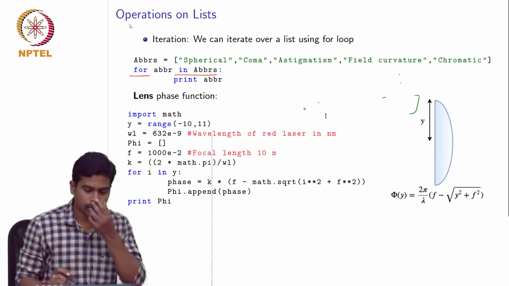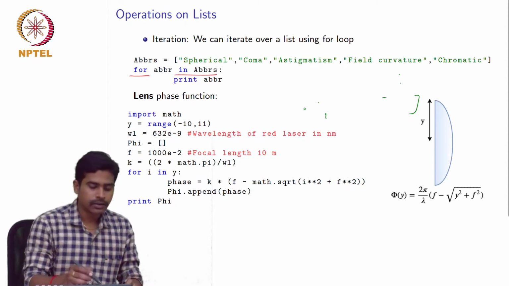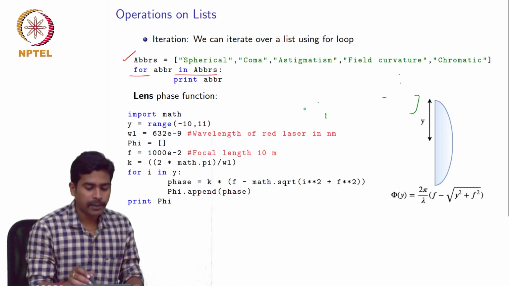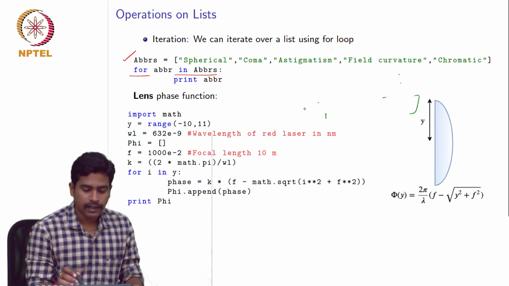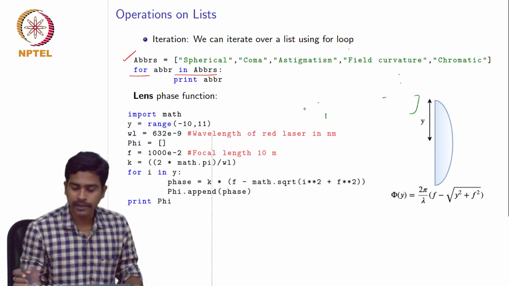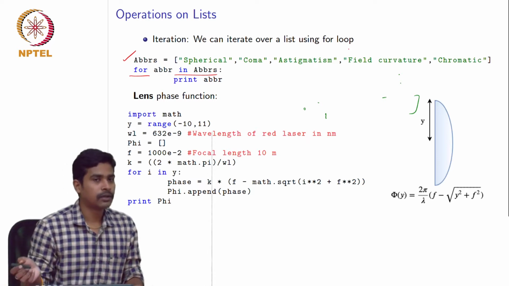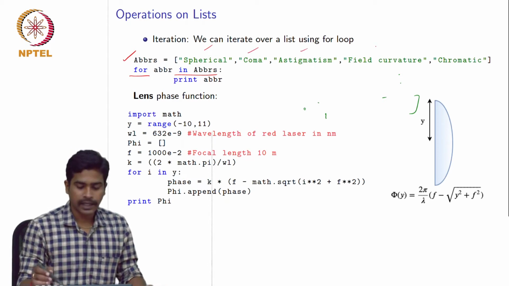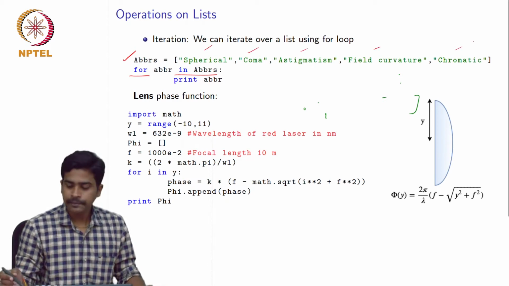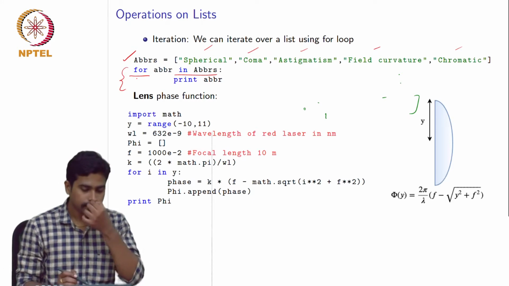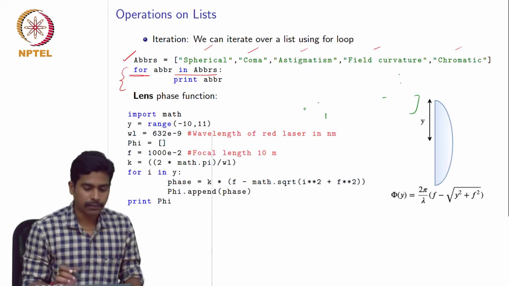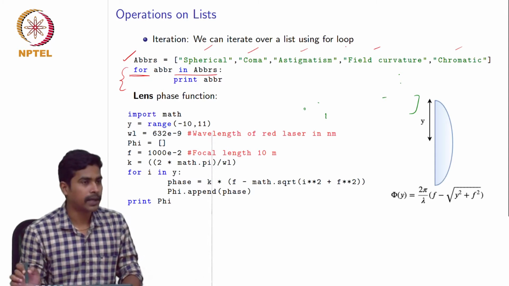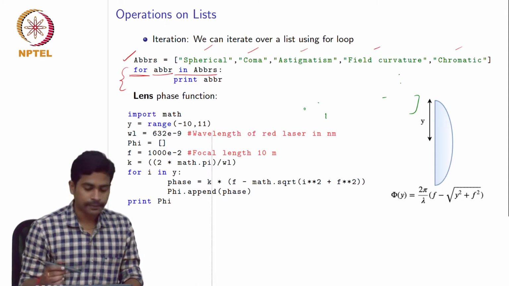Okay. So to show that, this is a simple example. ABBRs is a list, and the members of the list are different types of aberrations. You know there are 5 major types of aberrations, which are spherical, coma, astigmatism, field curvature, and chromatic. In this simple script, I am using a for loop to print all these different kinds of aberrations one after another.